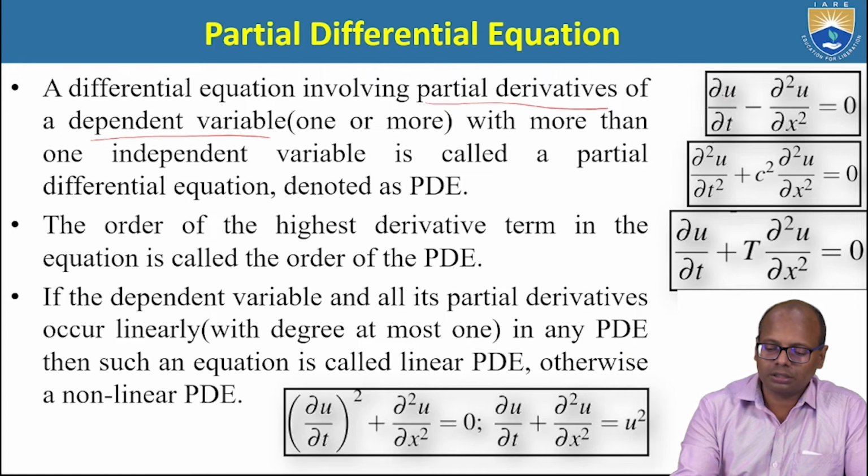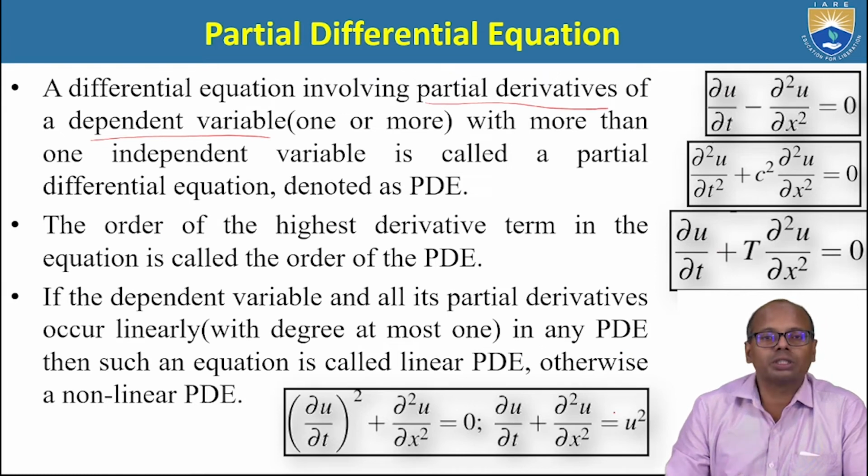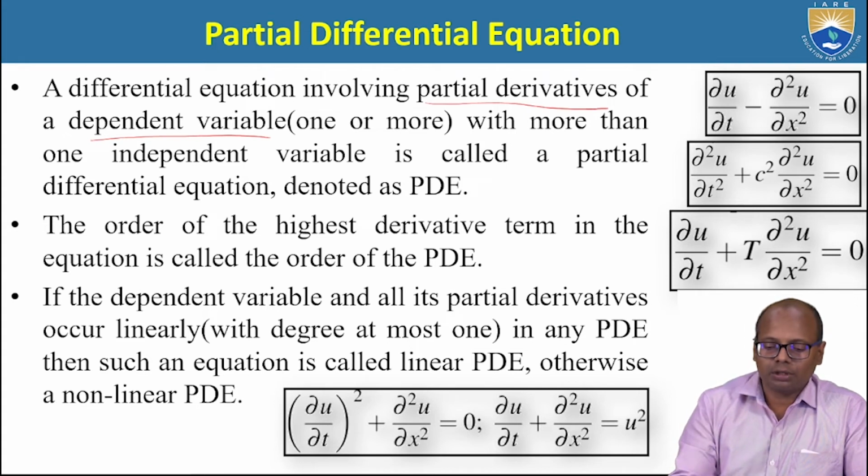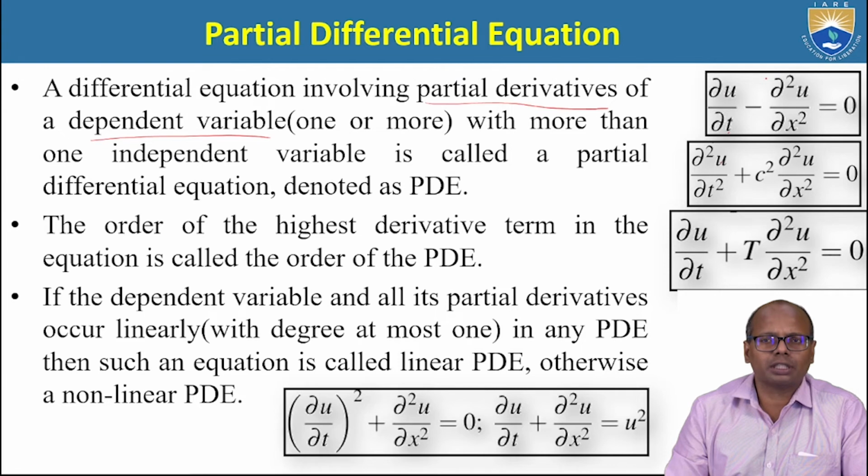In this, these are the dependent variables, u, v, u, all the u is the dependent variables. Now, these are the partial differentiation of u with t. Okay, this is partial differentiation of u with x, and this is also partial differentiation of u with t. So, if the equation contains this kind of partial differential terms, then the equation is called the partial differential equation.